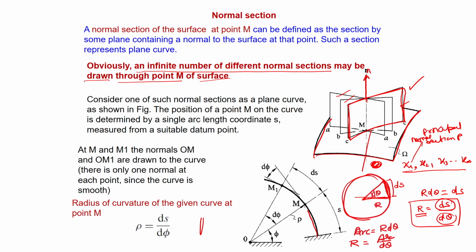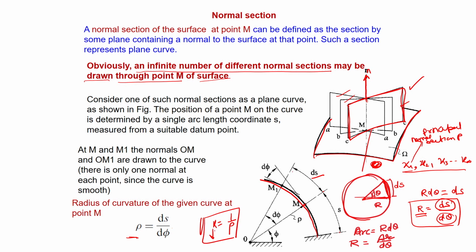So in one dimension, a curve is moving from point M to M1 and making an angle d phi. This change in angle from here to here is d phi, and from here to here is s, and the change in arc length is ds. Then rho, basically the radius, is ds by d phi. If we reverse it, kappa will be 1 by rho.